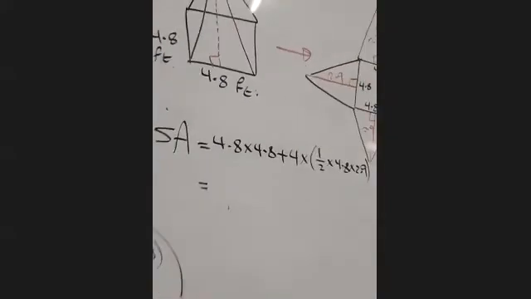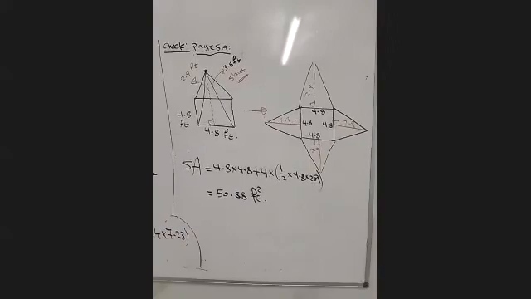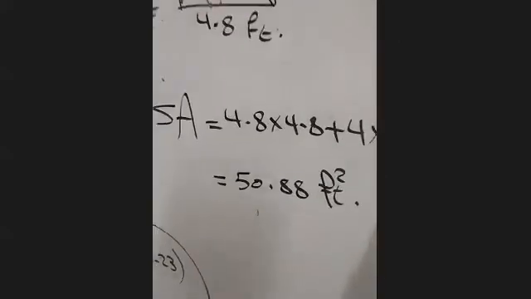Equals, calculate all of these numbers. Let me calculate them quickly. It is 4.8 multiply 4.8 plus 2 multiply 4.8 multiply 2.9. The answer will be 50.88 feet squared. This is the check, and we will stop here, guys.